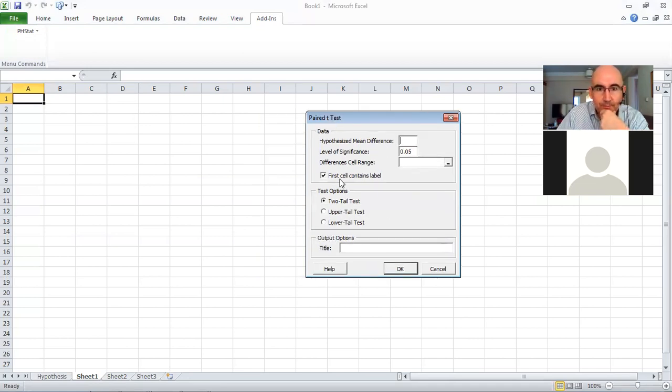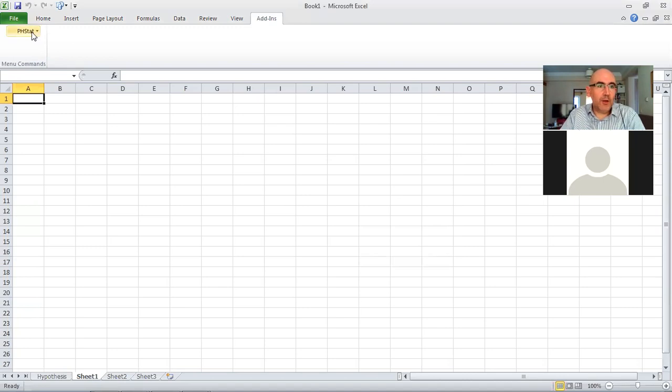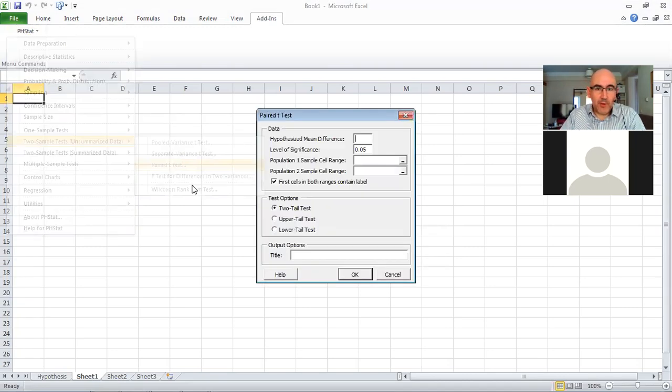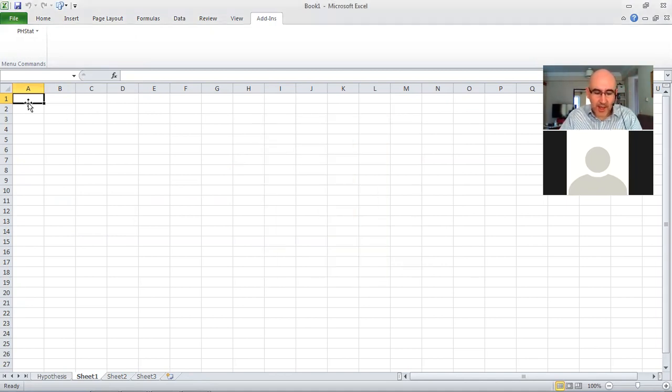Okay, so basically it looks like this. For the other version, we don't have to enter those; they will be calculated, but we need a cell range which includes those differences. When we check the unsummarized data version, we just have one column with the first measurement and another column with the second measurement. So let's just enter these values we have.